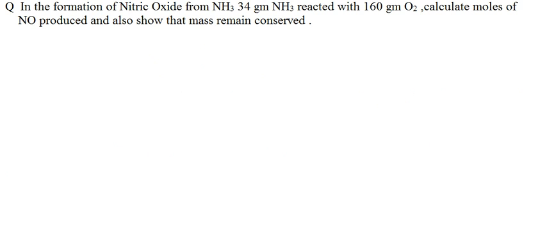In the formation of nitric oxide from NH3, 34 gram of NH3 reacted with 160 gram of O2. Calculate moles of NO produced and also show that mass is conserved. So now we know in the formation of nitric oxide, we have 2 NH3 plus 5 by 2 O2 gives 2NO plus 3H2O.